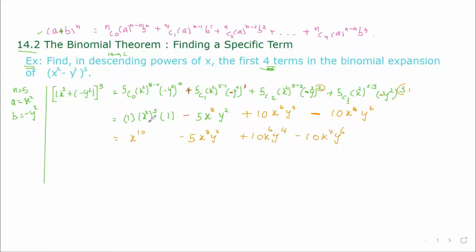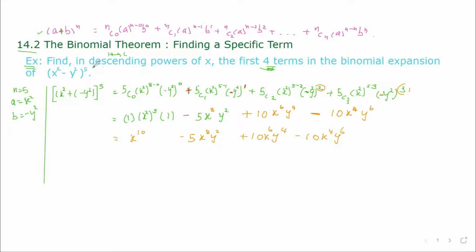So you can check 0, 1, 2, 3. Okay, now minus 0, minus 1, minus 2, minus 3. Yes. Okay, then you can see the x should be in the order x power 10, power 8, power 6, power 4, and then y power 6, 4, 2. So it should be correct.